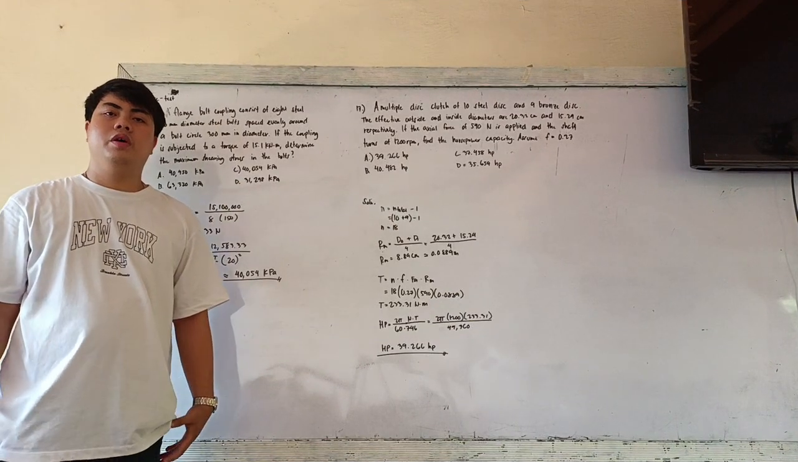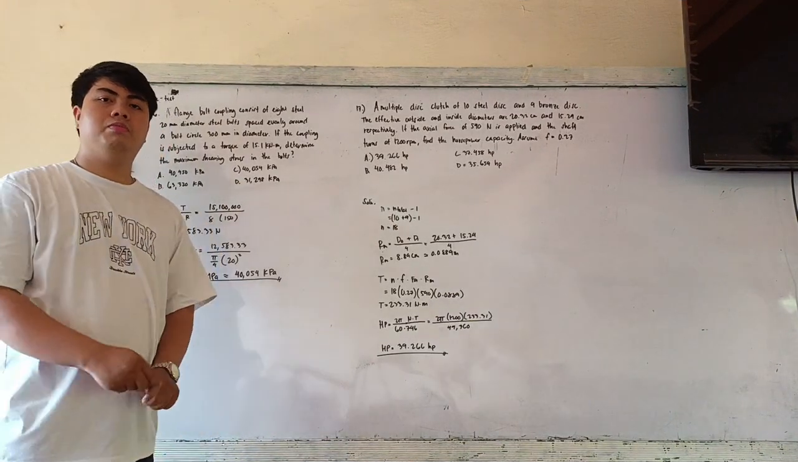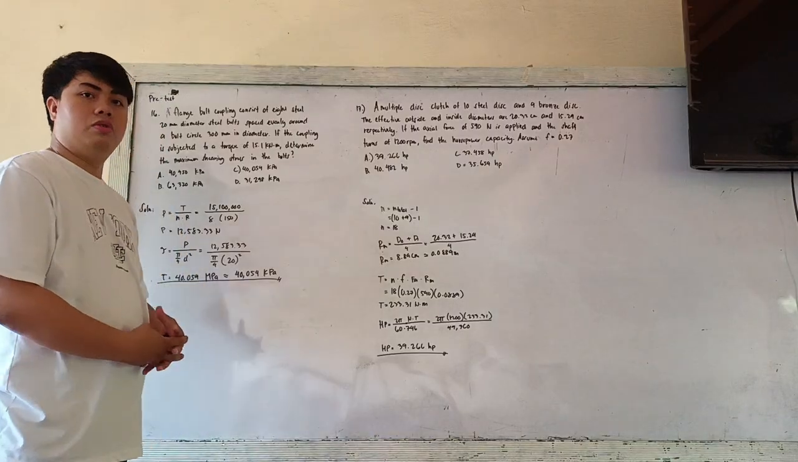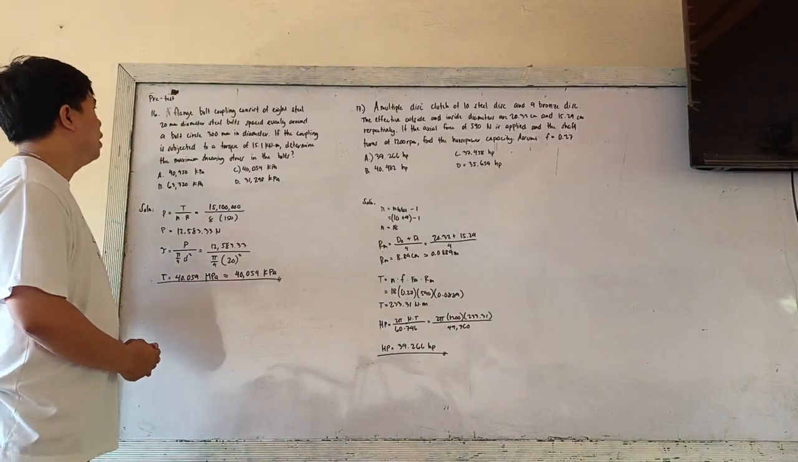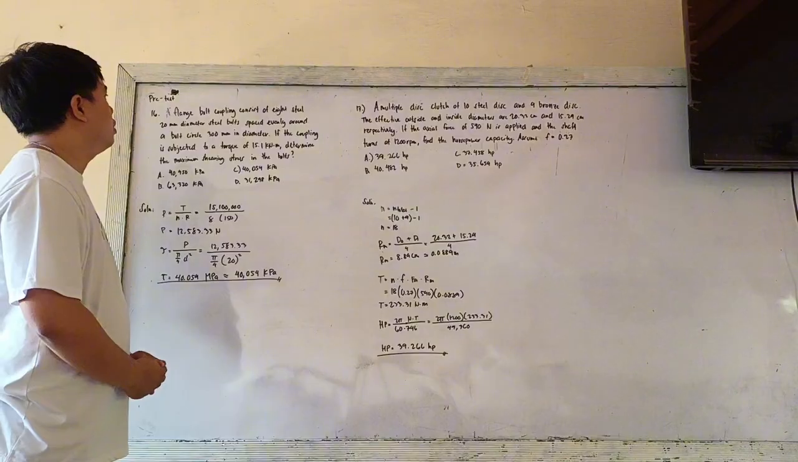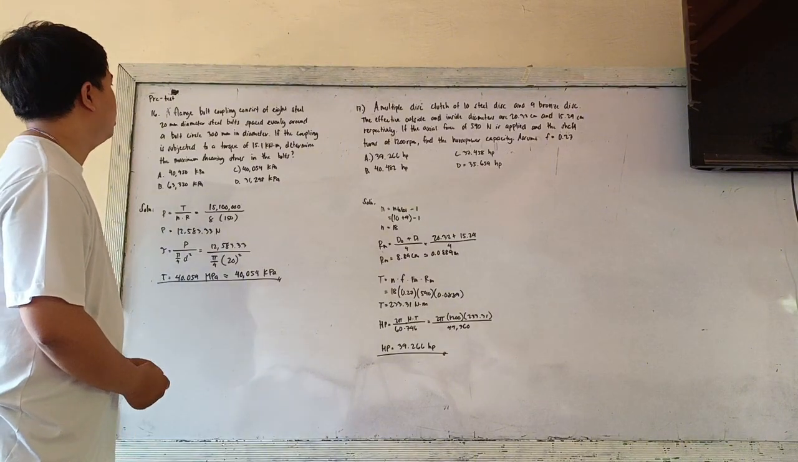Good day everyone. For today's video, I'm going to solve some problems about our pretest. So we'll start with number 16. A flange coupling bolt consists of 8.